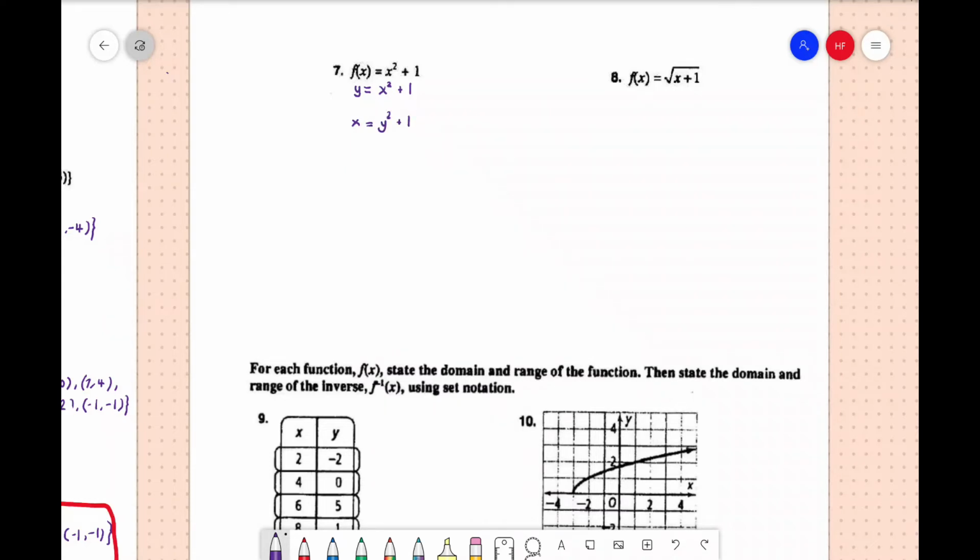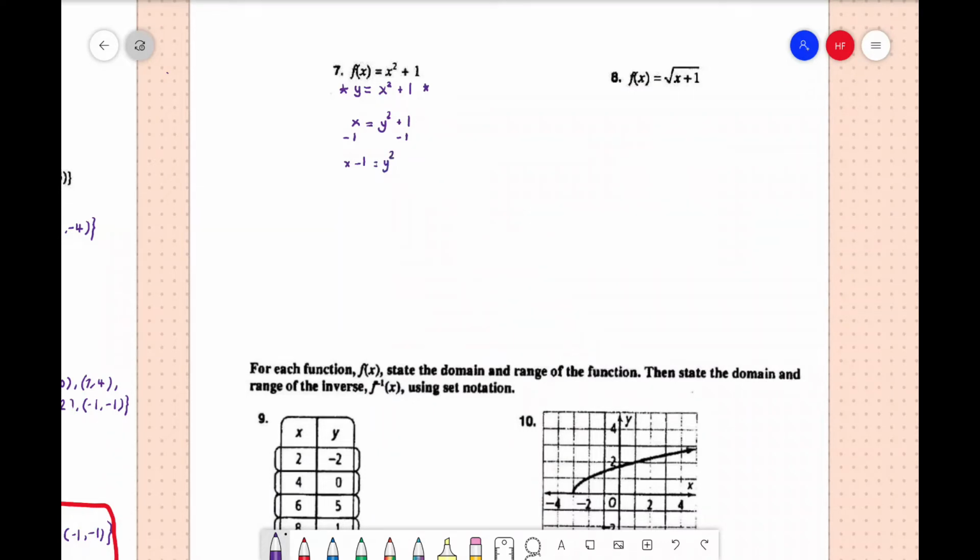If you're starting by rewriting with a y, make sure that you don't stop there and think, oh, I already did it, I solved for y. We still have to switch the x and the y and then solve. So we're going to take away 1. We get x minus 1 equals y squared.